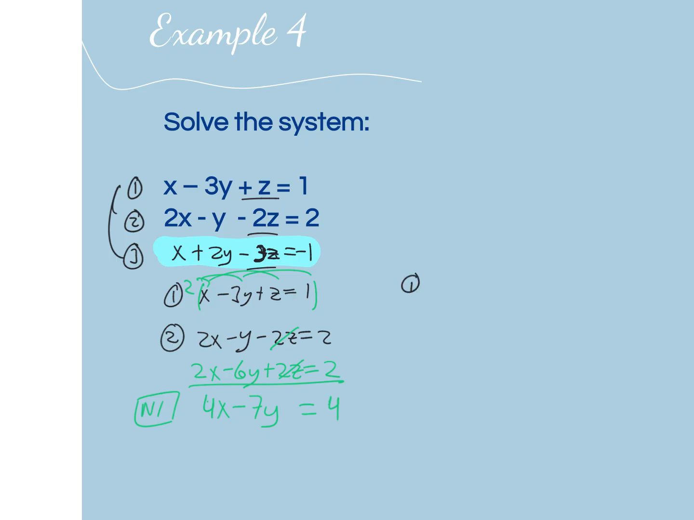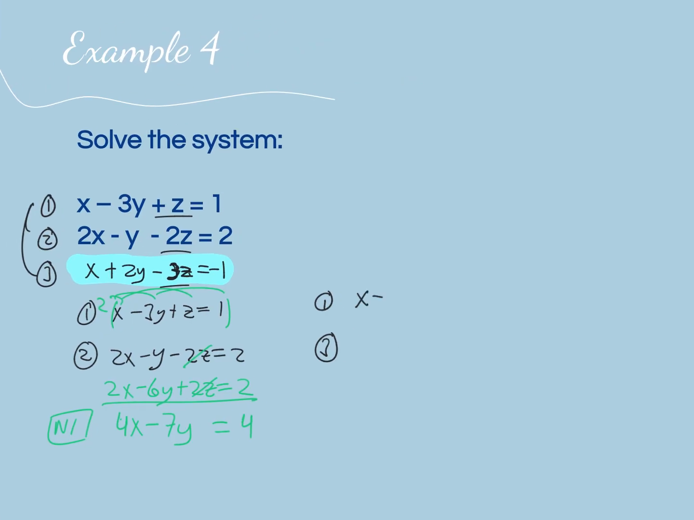Okay, so equations 1 and 3. Equation 1 is x minus 3y plus z equals 1. And then we're going to do equation 3 this time. So it's going to be x plus 2y minus 3z equals negative 1. Once again, I need the z's to cancel out. So you can multiply equation number 1 by a number to get the z's to cancel out. It's going to be 3 this time.